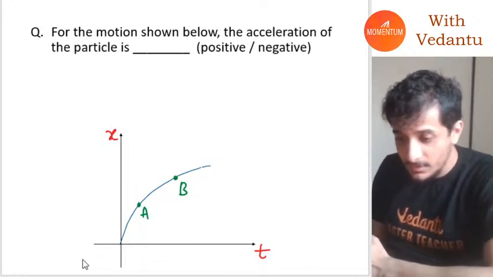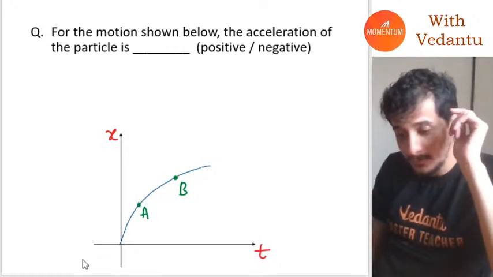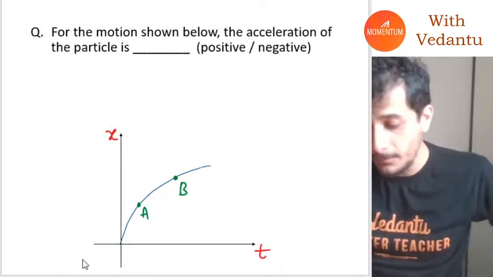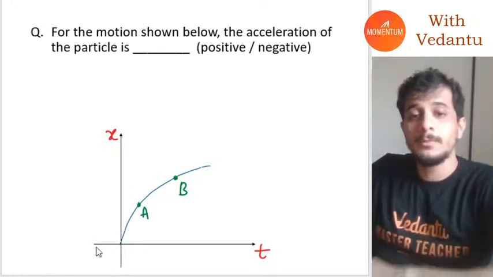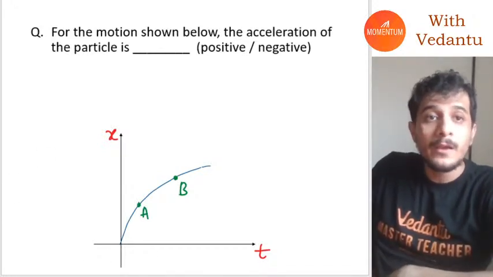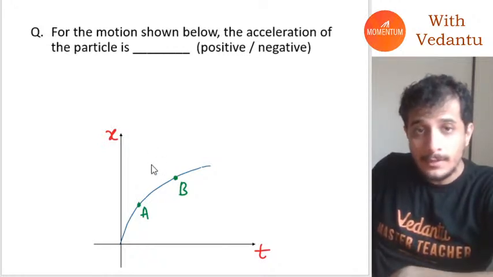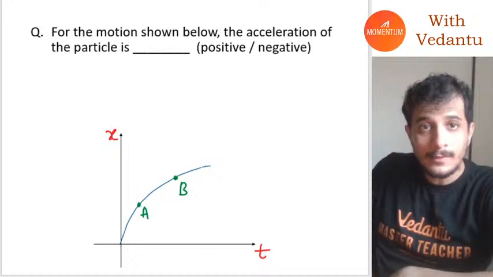Positive and negative. Adi Jagannathan is saying positive, Vinay is saying negative, Entertainment 2015 is saying positive. Hari Priya is also saying positive. Okay, acceleration will be positive or negative, guys. How would you know? For this, what you need to do is make two different tangents. Let me try to make two different tangents and let's see if that works.